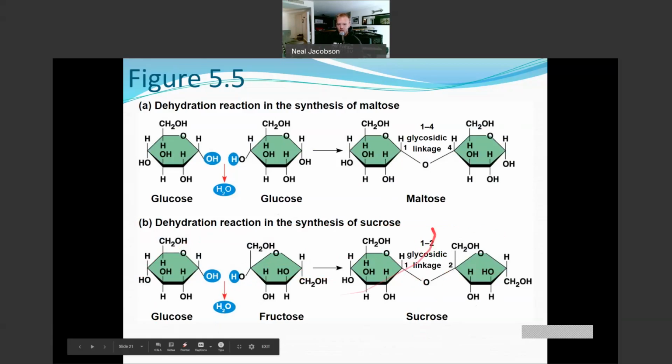I know there's a lot of letters going on this page, right? And arrows and stuff like that. So over here, this is just one side of the equation. And when it gets dehydrated, it turns into this side of the equation. That's what you're looking at.